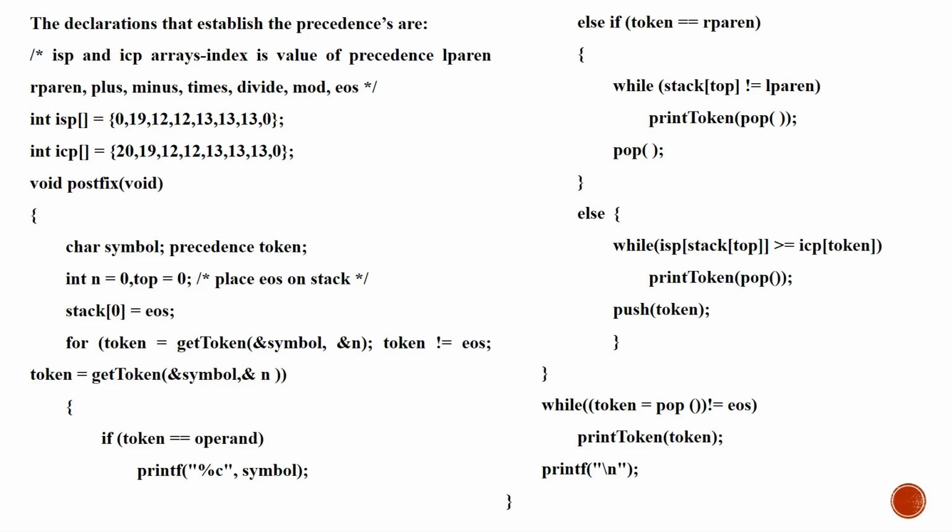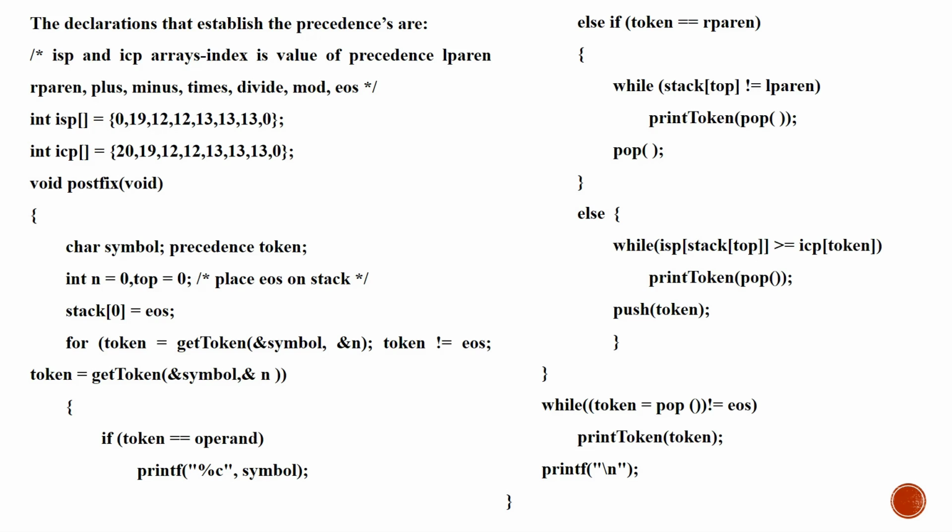Fine. Initially, no elements are there. Top will be initialized with -1. Next, I will put the first element, that is the end of the stack, at location 0. Then I will read the token. How long do I need to read? Till I get the end of my input, this will be repeated, as long as the token is not equal to the end of the string.